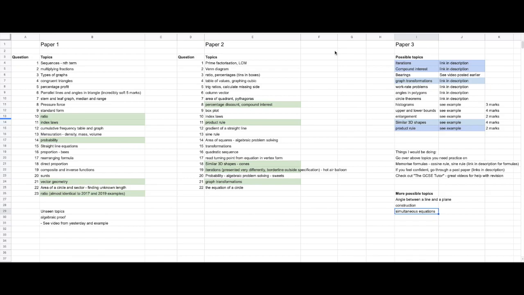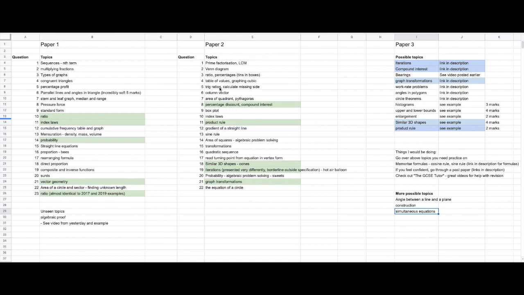2 papers down, 1 to go. Let's go ahead and look at the topics that came up in paper 2. So question 1, prime factorization and the lowest common multiple, then a Venn diagrams question, then a ratio and percentages question, then a table of values, which involved graphing a cubic graph or a cubic equation.